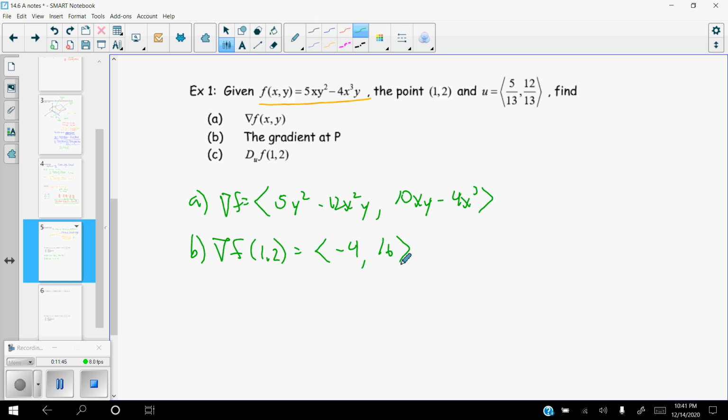And then we want the directional derivative. And the directional derivative at the point 1, 2 is going to be the gradient vector dotted with the unit vector.